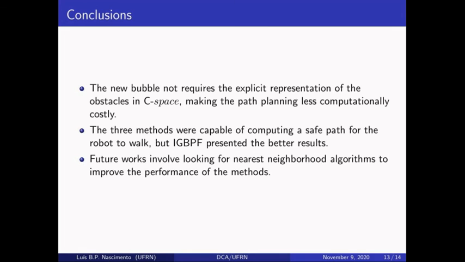The three methods, PFM, GBPF, and IGBPF, were all capable of computing safe paths, but the method IGBPF proposed in this paper was the one that obtained the best results. Finally, future work involves research to find algorithms to improve the search of nearest bubbles, always trying to increase the performance of the probabilistic foam method.